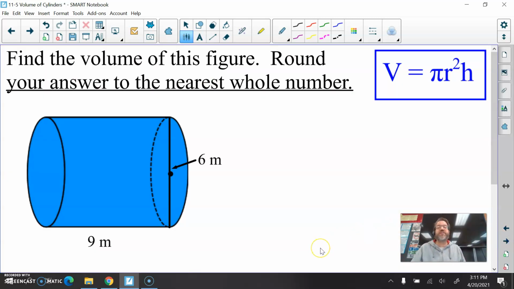So let's look at an example here. Find the volume of this figure. Round your answer to the nearest whole number. You know what that means? That means if I get a decimal value, I'm just going to round it to the nearest whole number and not even look at the decimals anymore.